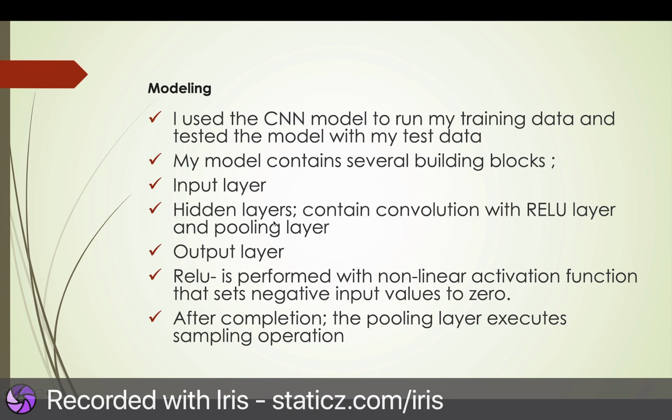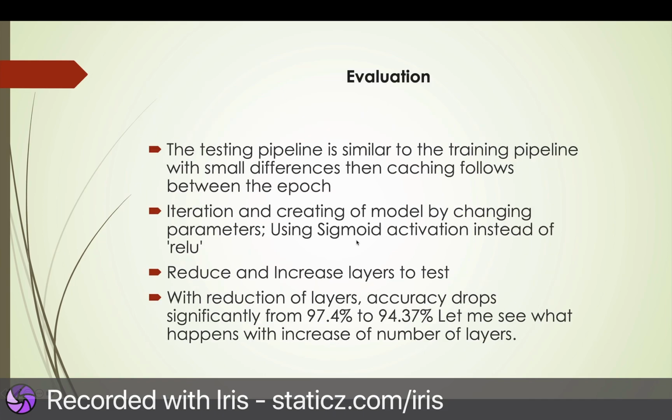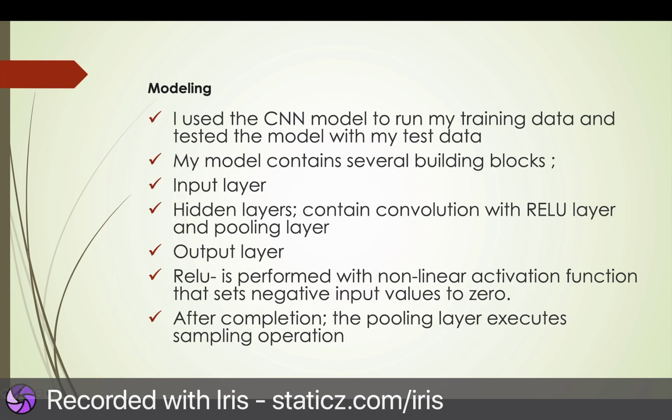So I did build the hidden layers, which contain a configuration with a ReLU layer and the pooling layer. The ReLU is performed with a nonlinear activation function that sets negative input values to 0. After completion, the pooling layer executes the sampling operation. So that's the working mechanism of my model.